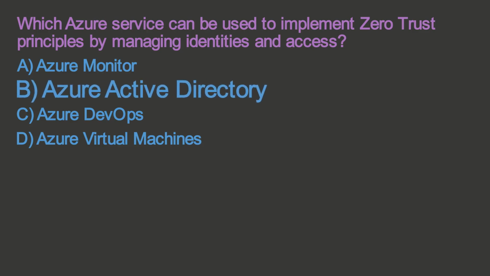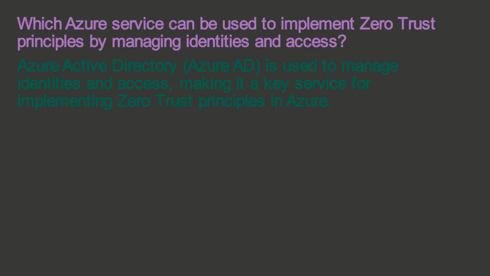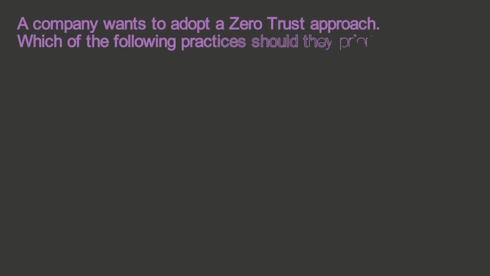The correct answer is B, Azure Active Directory. Azure Active Directory, Azure AD, is used to manage identities and access, making it a key service for implementing Zero Trust principles in Azure. A company wants to adopt a Zero Trust approach. Which of the following practices should they prioritize?